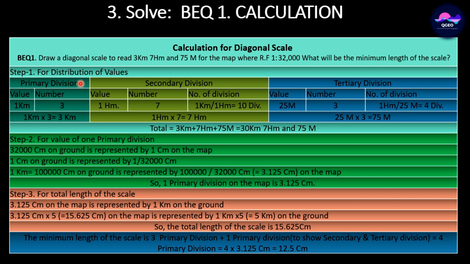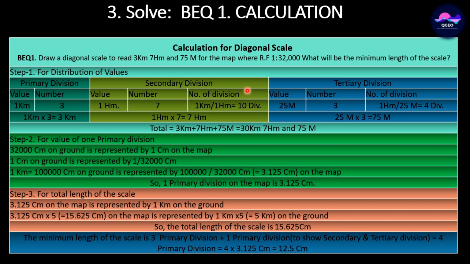In the distribution of values, in the primary division, the value is 1 kilometer and the number is 3. So the length will be 1 into 3, that is 3 kilometer. In the secondary division, the value is 1 hectometer, the number is 7. So the length will be 1 hectometer into 7, that is 7 hectometer.